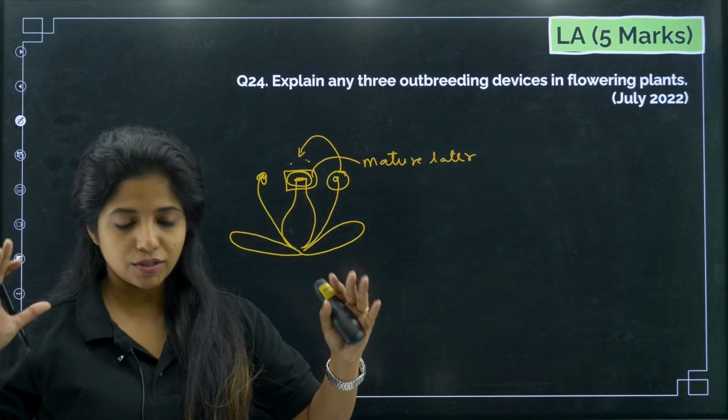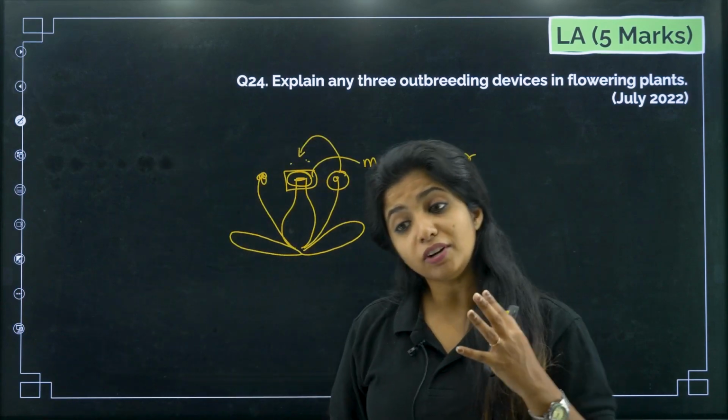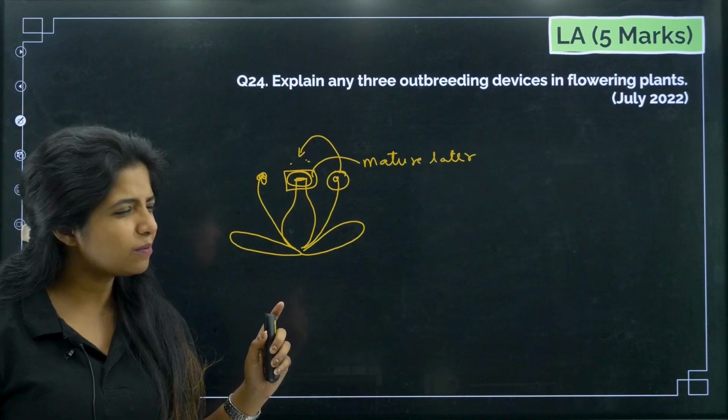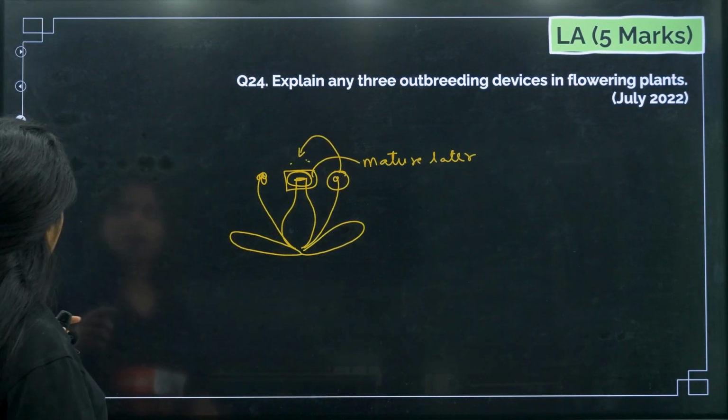What do you think are the other ways for outbreeding? Can you come up with something? It's already there in your NCERT. I hope you have learned it also, but I still want something from you. Anyone in the crowd? Come on children, cheer up, you can do it. What are the other things that you can find?